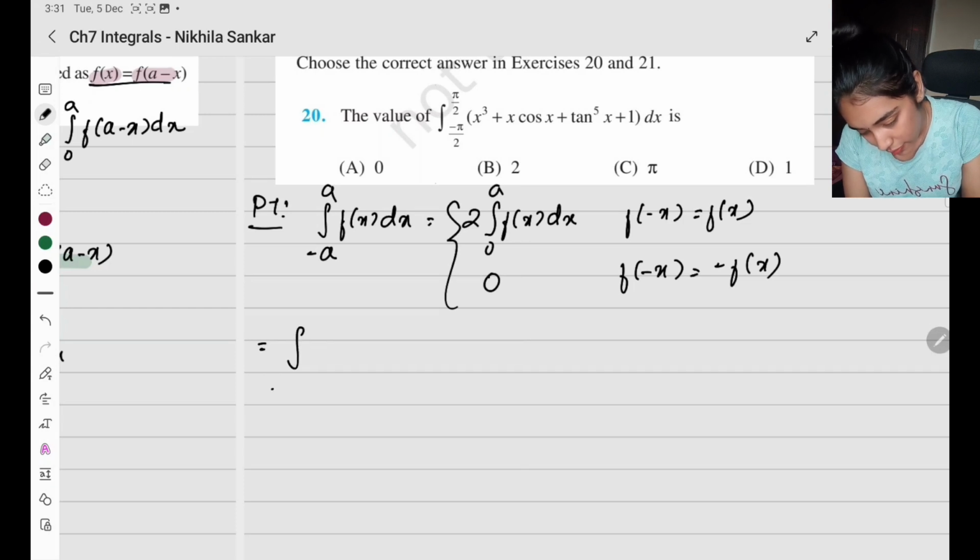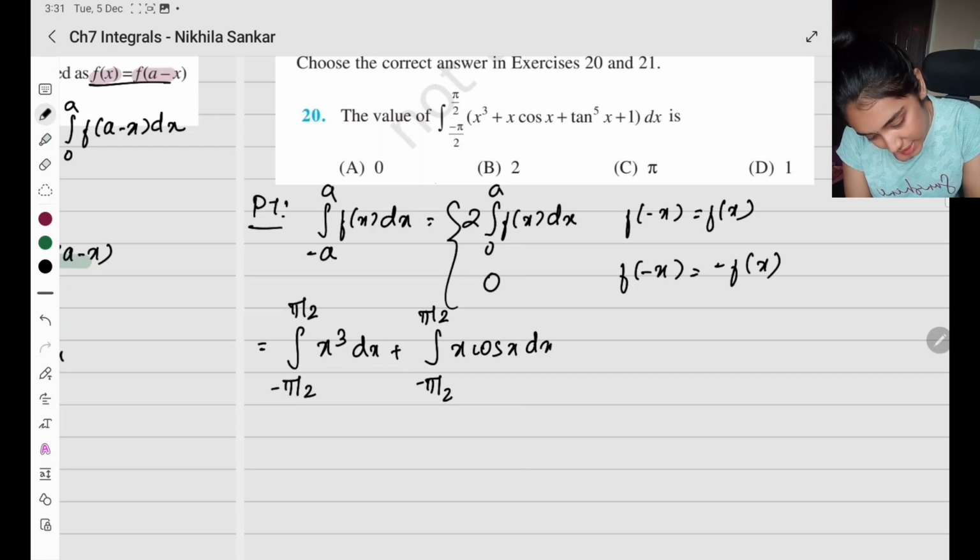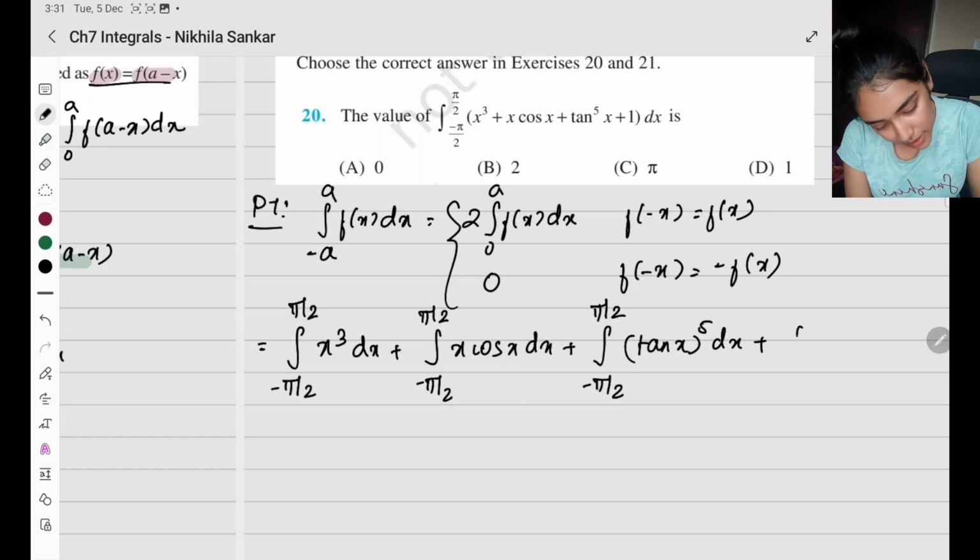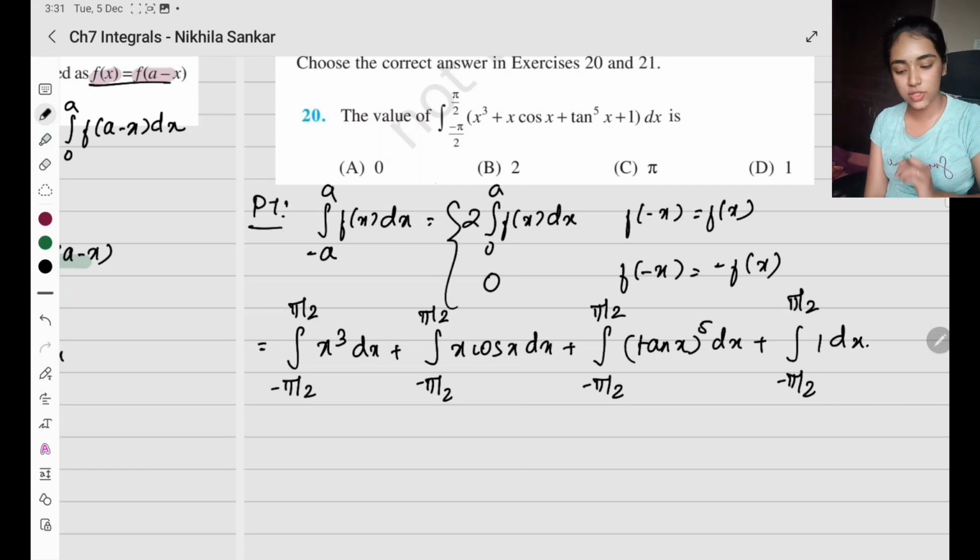Integral of minus pi by 2 to pi by 2 of x cube dx plus integral minus pi by 2 to pi by 2 x cos x dx plus integral minus pi by 2 to pi by 2 tan x the whole power 5 dx plus integral minus pi by 2 to pi by 2 of 1 times dx. Okay, so this is my integral.